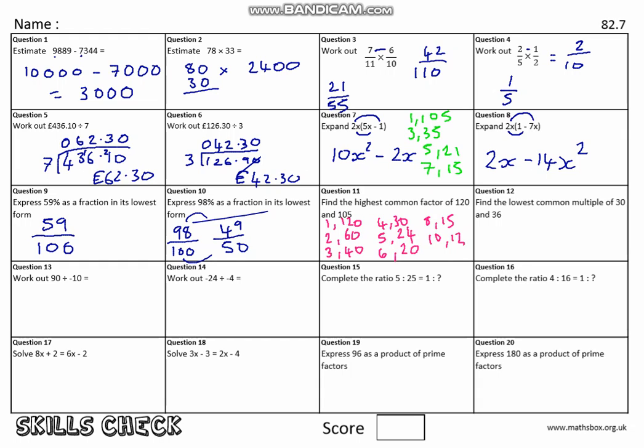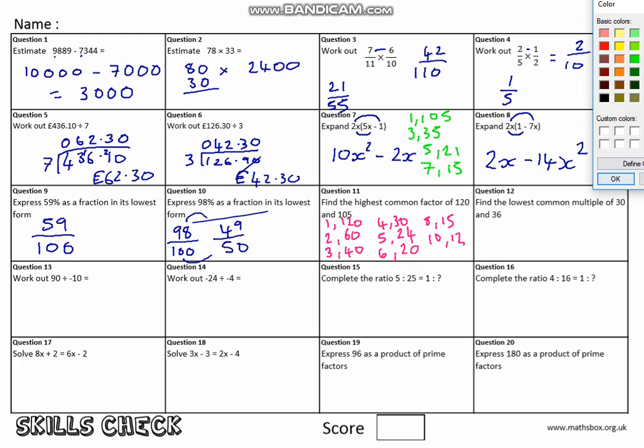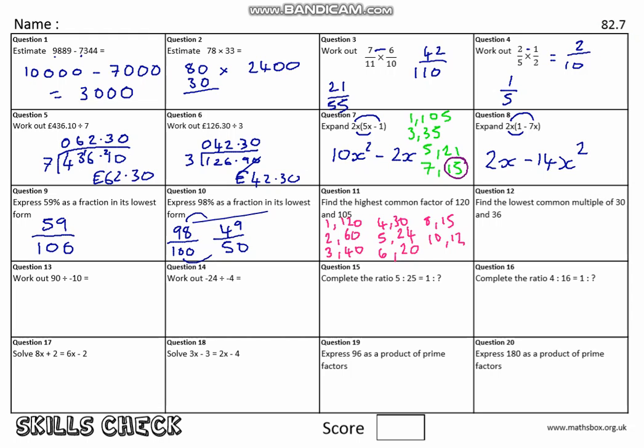Okay, so there's not as many for this one, but now you've got to look for that highest number. So we know that 15 is in both of them, 21 isn't, nor is 35, and nor is 105. So that means, if I get a whole other colour, our answer must be 15 because it's the highest number that appears in both of them.